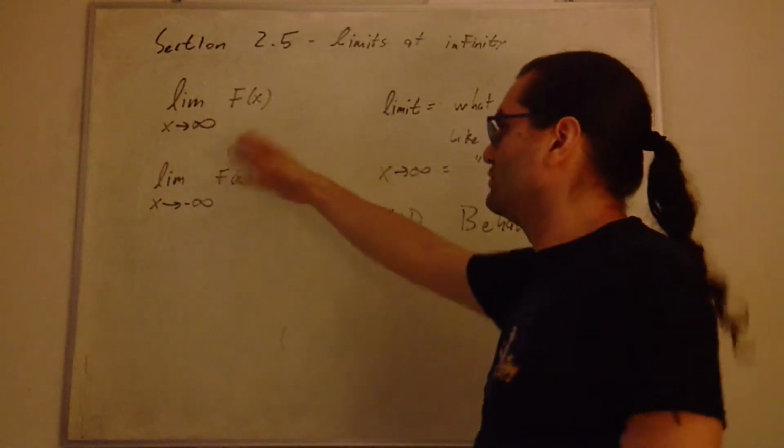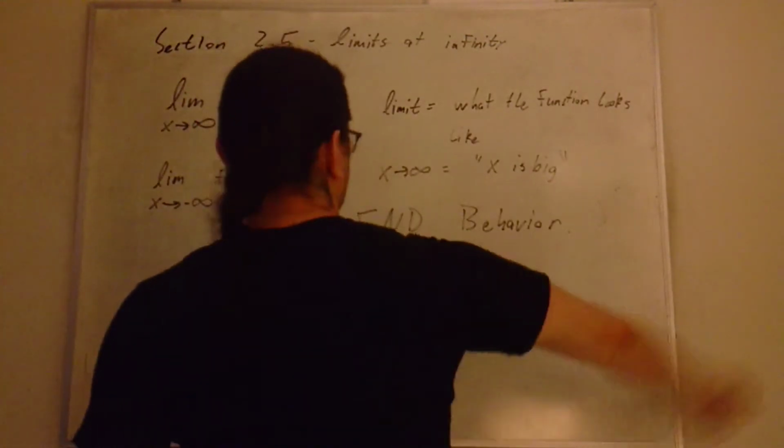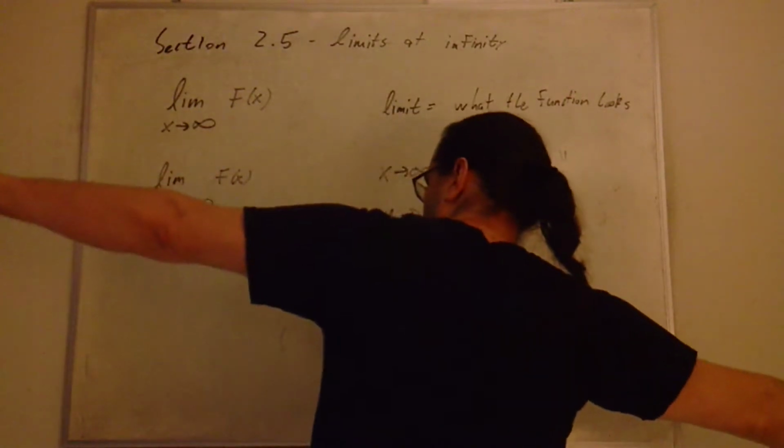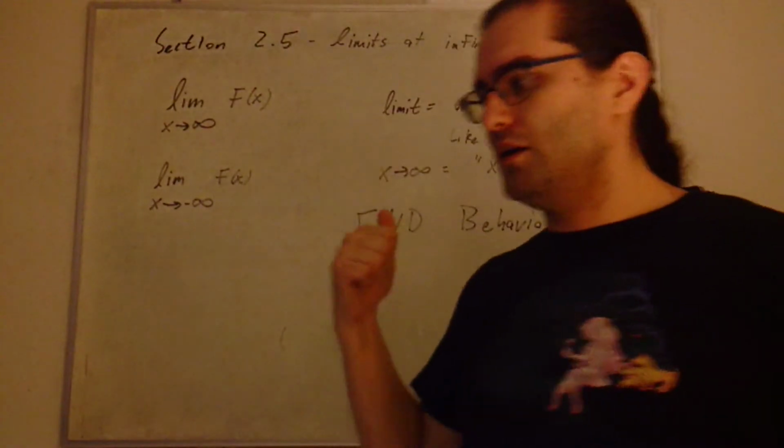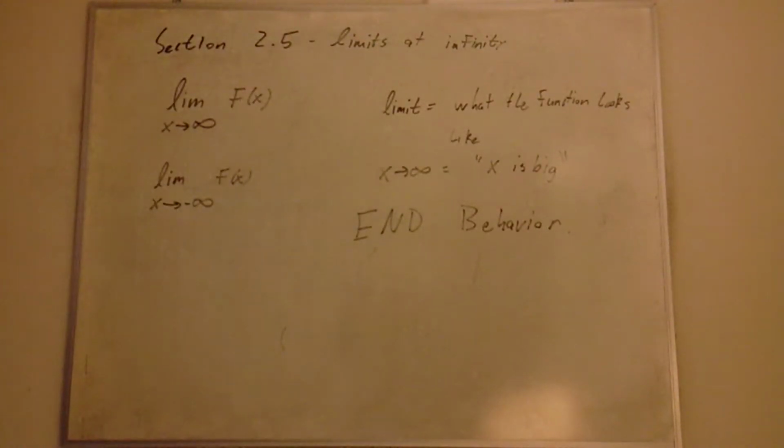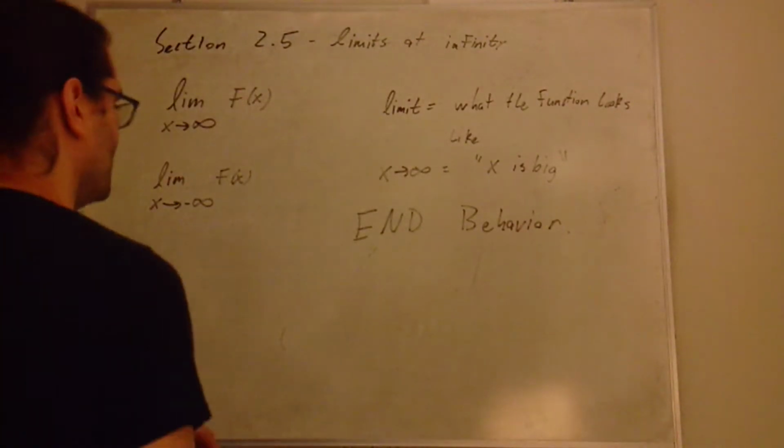Anyway, we'll do it. Infinity is what happens over here. Negative infinity is what happens over here. We'll treat them separately. So let's first take a look at what these look like for polynomials.